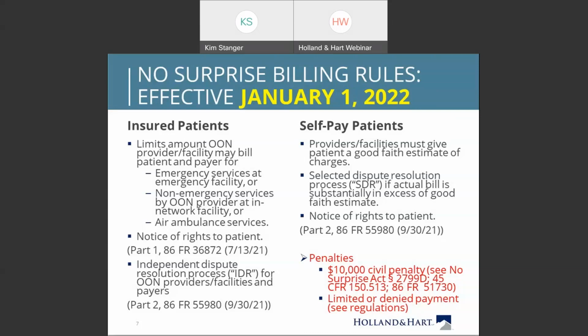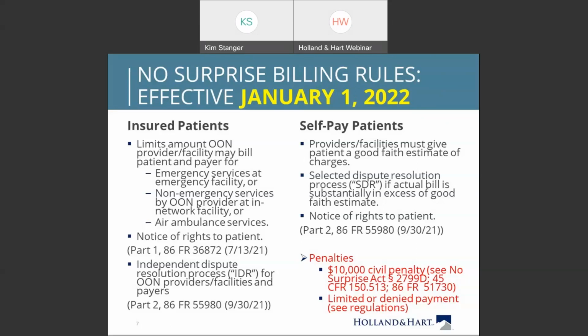In addition, they apply to non-emergency services that are provided by an out-of-network provider in an in-network facility. They also apply to air ambulance services, but I'm actually not going to get into the air ambulance services too much in this program, just because most of my clients are not air ambulance services. So in addition to placing those limits on the amount that these out-of-network providers can charge, they also require the providers to give the patient a notice of rights to the patient. Now, those were issues that came out as part of the Part 1 rule that issued last July.